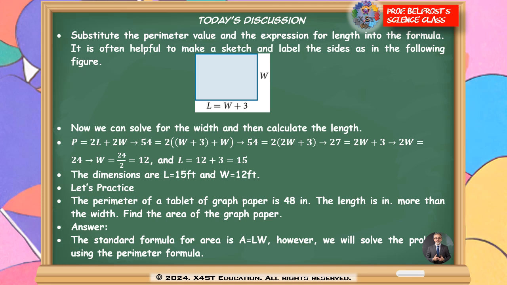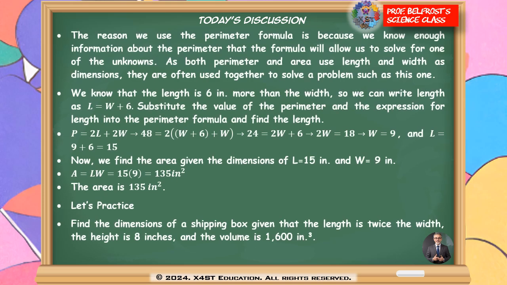Okay, so area is very easy. Area is just length times width, and this is just the standard formula. Oh, I'm sorry, that is 6. So the length is 6 units greater than the width, or 6 inches more than the width. So we can write L equals W plus 6, and you just use the regular way.